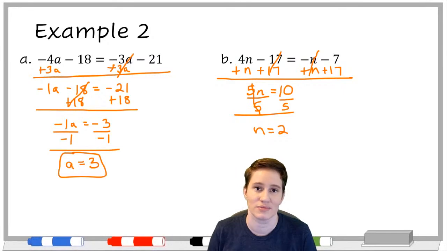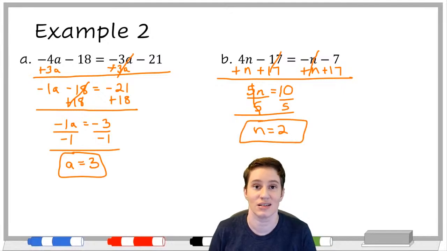We need to get the variable alone on one side and the numbers alone on the other so that we get an answer. And in this case, that answer is n equals 2.